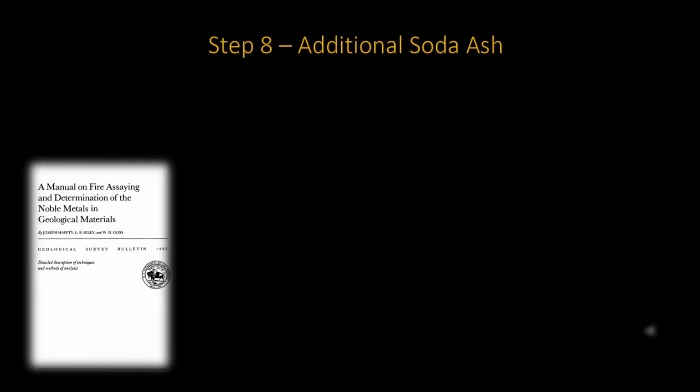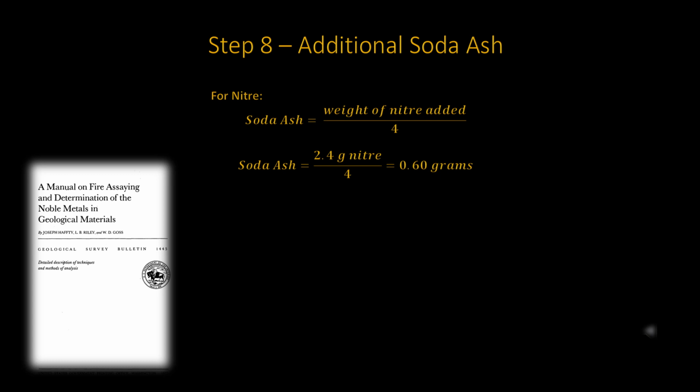Niter is an oxidizing agent. It can be thought of as an acidic substance such as nitric acid. To counter the acidity aspect of potassium nitrate, additional soda ash is added to the flux mixture. For every 4 parts or grams of niter that is added to the flux, 1 part or 1 gram of soda ash is required. As we added 2.4 grams of niter to inhibit the excess lead, we would have to add 0.60 grams of additional soda ash to the flux mixture.